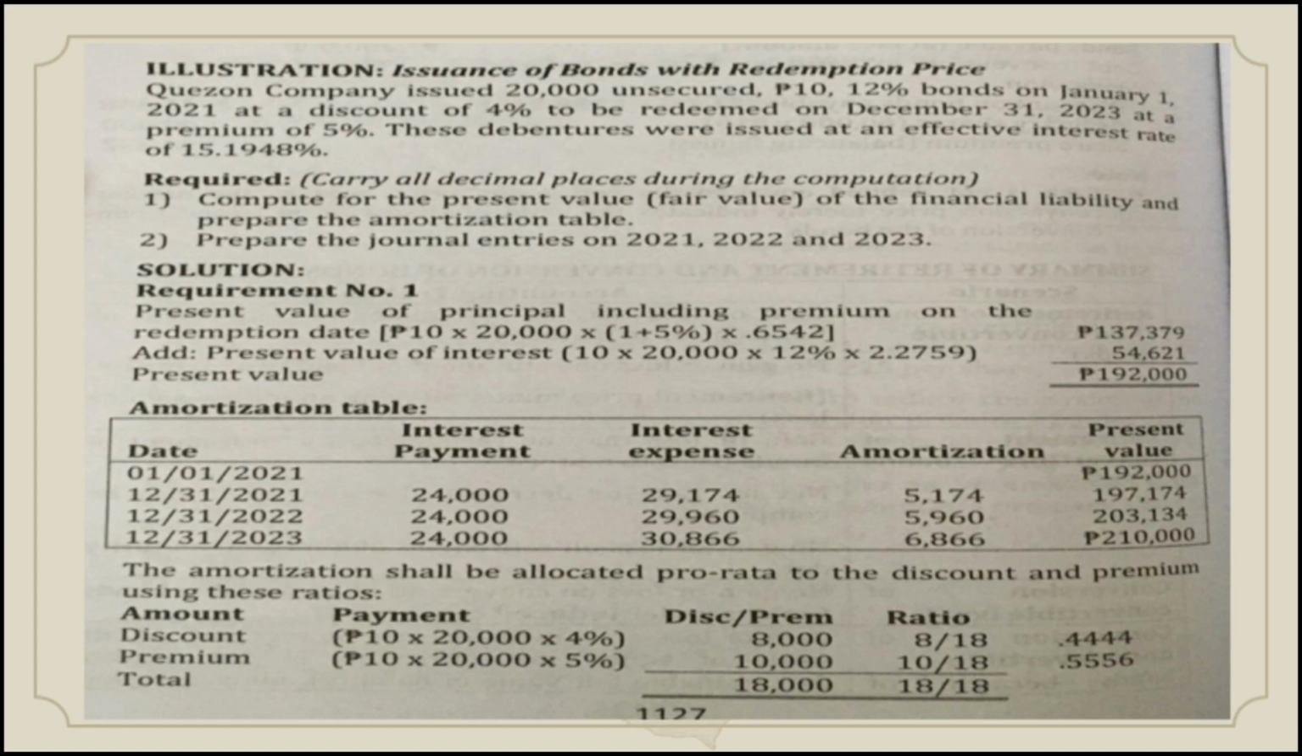So nasa siya 10,000 premium. So ato siyang i-add, nasa siya 18,000. So para makuha na ang ratio sa discount, di ba 8,000, and then nasa siya total nga 18,000. So 8 over 18.